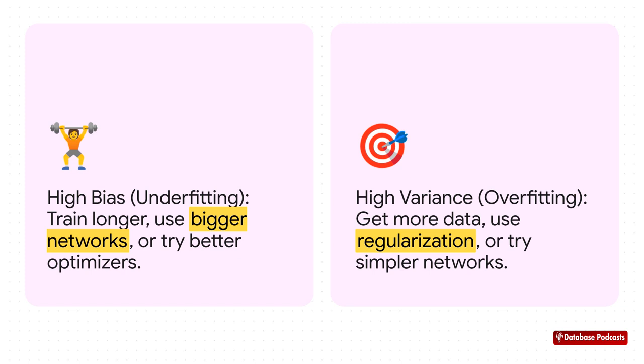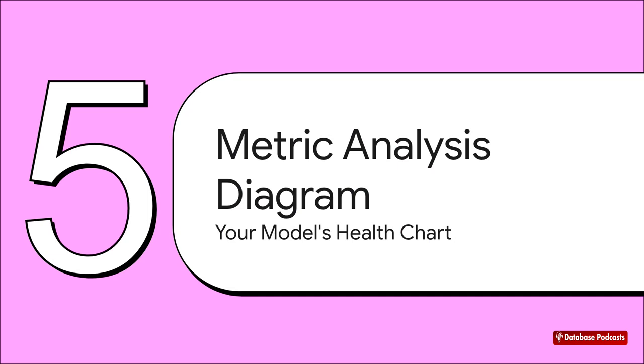If you've got a high bias and underfitting problem, it means your model's probably too simple. So what do you do? You make it more powerful: train it for longer, give it a bigger network, a more sophisticated architecture. But if you have a high variance and overfitting problem, your model is too complicated, it's memorizing noise. The solution there is to either give it more data to learn from or to rein it in a bit with things like regularization.